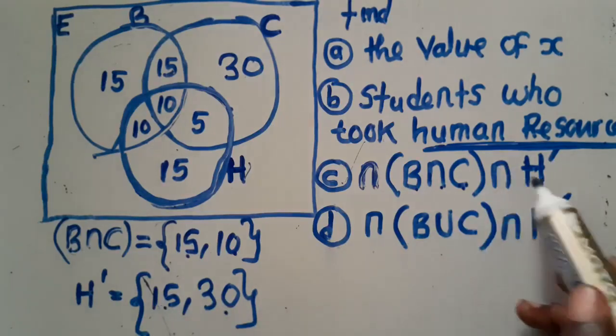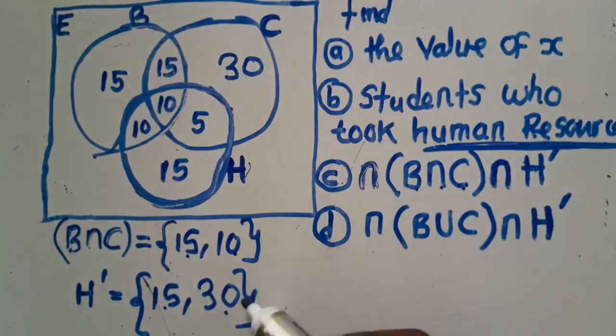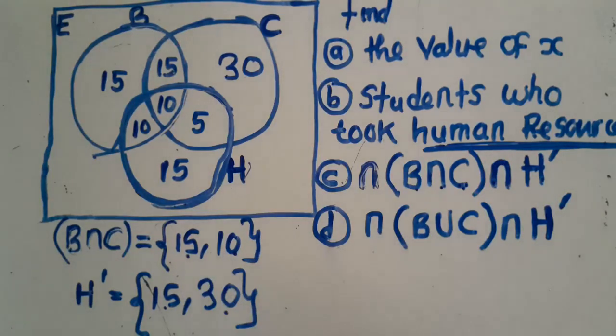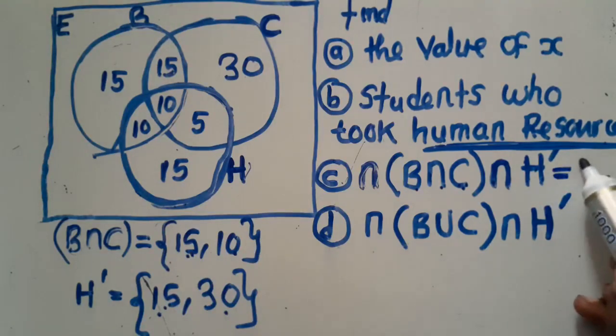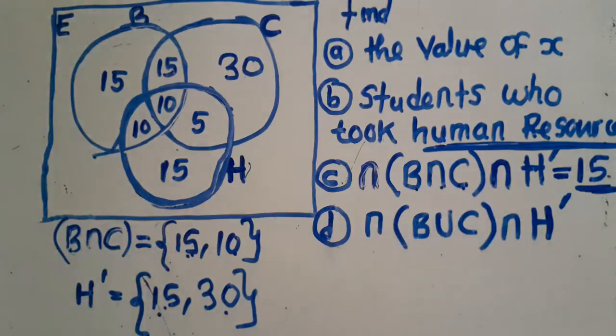What is this word saying? This word is saying intersection. So which numbers are common here? 15 is common. 15 is there, 15 is there. Meaning that the answer to that question is 15. Just say 15. This is the easiest way of answering this question. These are strategies and shortcuts that you need to know and understand. Like this, you are done.